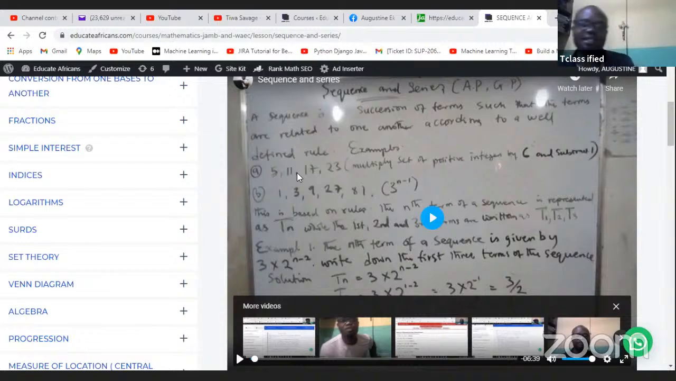So you see the way we got this succession of terms. We got them by simply obeying this rule. And the rule is that you must multiply the set of positive integers by 6 and subtract 1 from it. And that's why we say that a sequence is a succession of terms such that the terms are related to one another according to a well-defined rule. So there must be a rule governing how the successions happen.